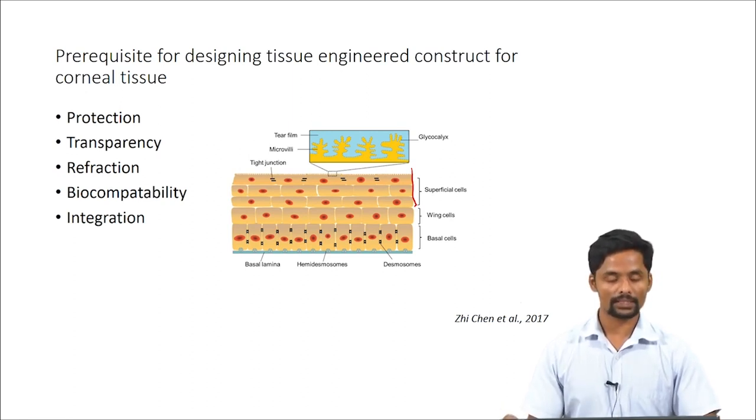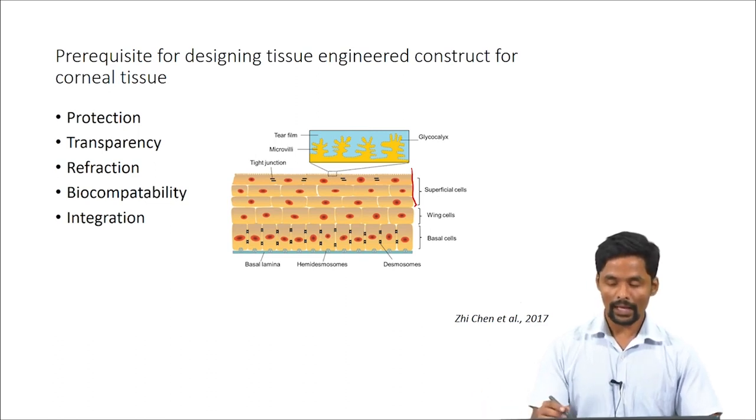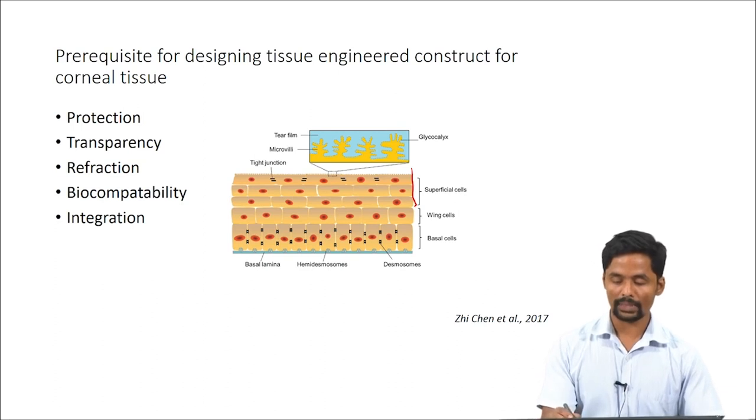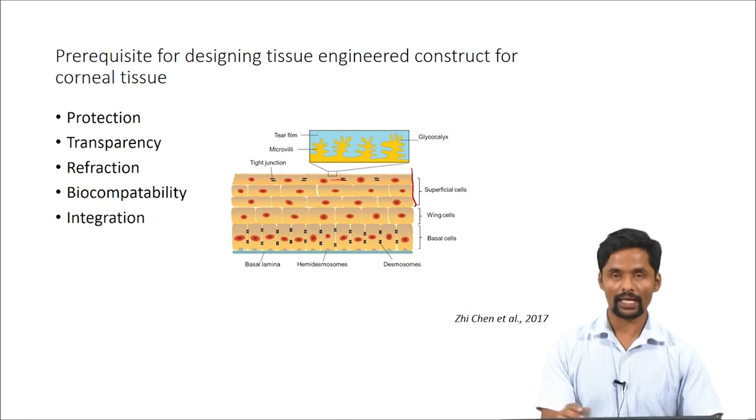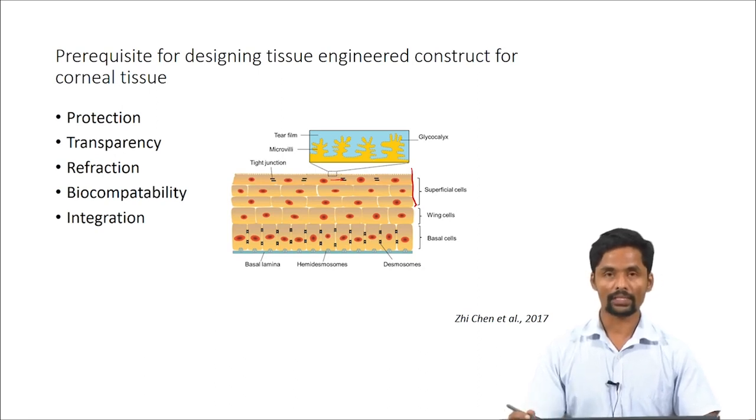The first prerequisite is protection. As we know, the eye is exposed to external environment and it has to be protected from bacterial and other microbial infections. The outermost epithelial layer contains tight junctions and also microvilli, and it prevents microbial invasion.